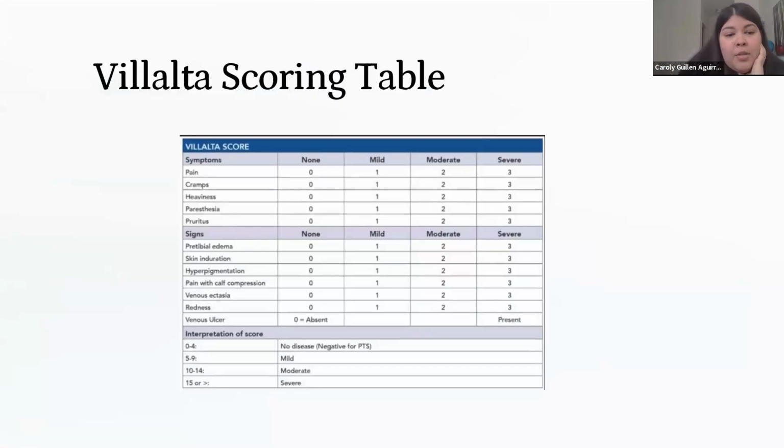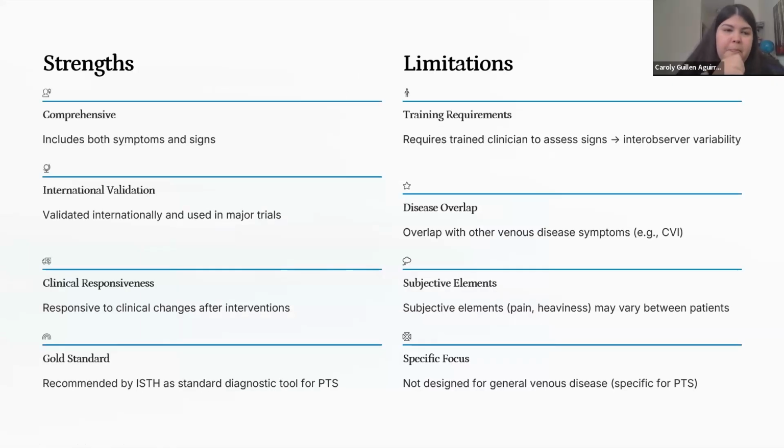So we have the symptoms, the signs, none, mild, moderate, severe, and the interpretation of the score. If it's 0 to 4, there is no disease, negative for PTS; 5 to 9 is mild; 10 to 14 is moderate; and 15 or more is severe. The strengths of the Villalta are that it's a comprehensive tool, including both symptoms and signs. It has international validation. It is responsive to clinical changes after interventions and is the gold standard.